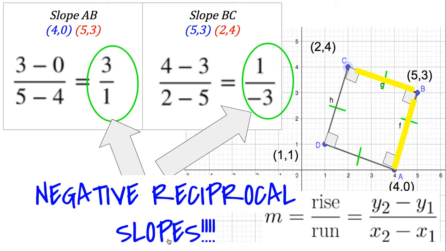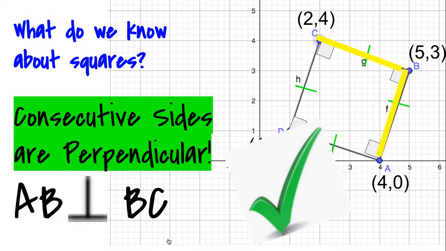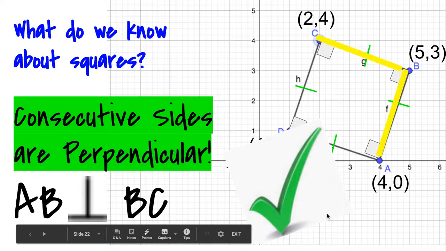These are our negative reciprocal slopes. And it's exactly what you wanted. It's what we needed to prove that these consecutive sides are perpendicular. We've got everything that we need to prove that this is a square.